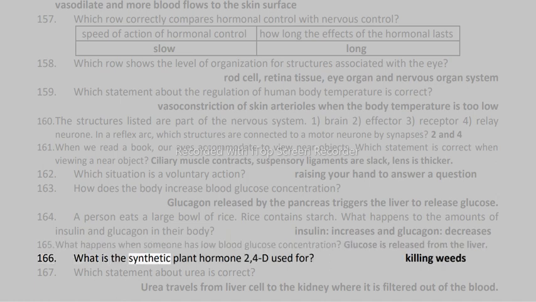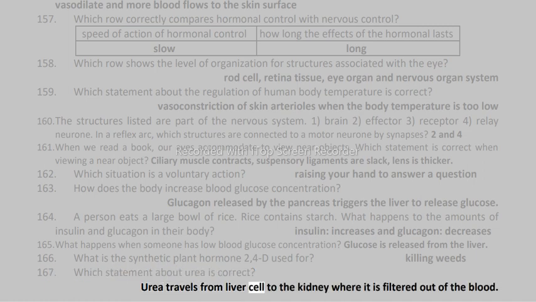165. What is the synthetic plant hormone 2,4-D used for? Killing weeds. 166. Which statement about urea is correct? Urea travels from liver cells to the kidney, where it is filtered out of the blood.